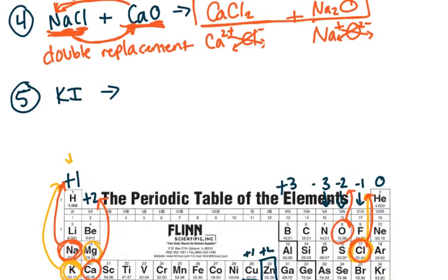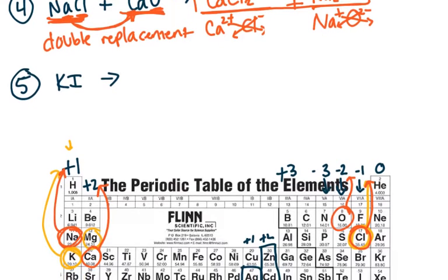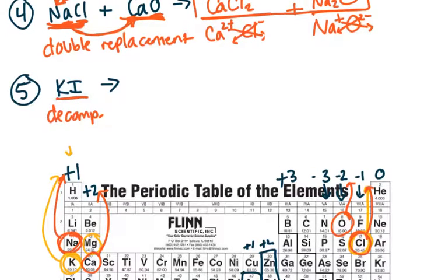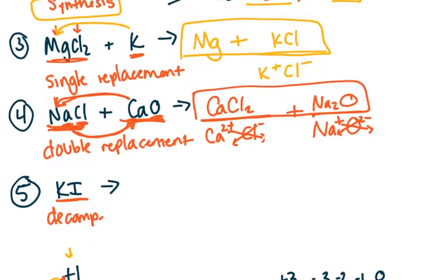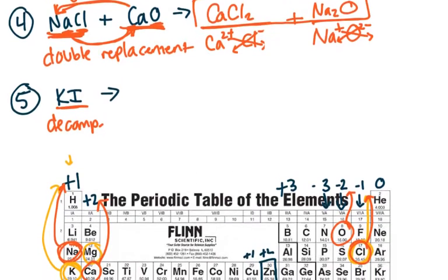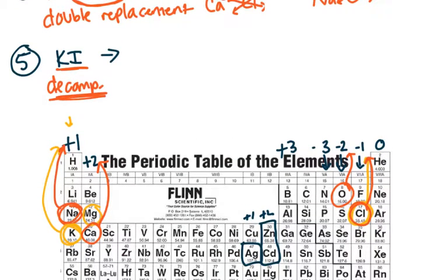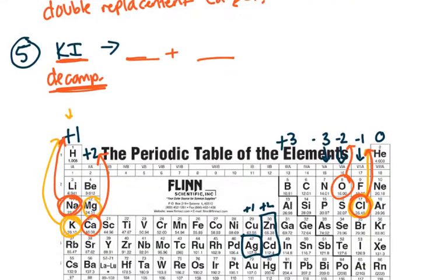Finally, the last type. Remember there were 5 types. We've gone through every type except for the very last one, which is decomposition. This is decomposition, and I can tell because it has only one reactant. Every other one of these had 2 reactants. Combustion has 2 reactants, synthesis has 2 reactants, single replacement has 2 reactants, double replacement has 2 reactants. Decomposition only has 1 reactant. And what am I going to do? I'm going to split those up into the 2 elements. So when you have decomposition, you're going to split it up into the 2 elements.